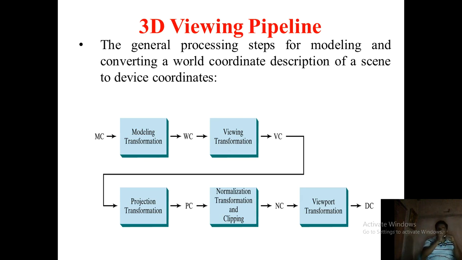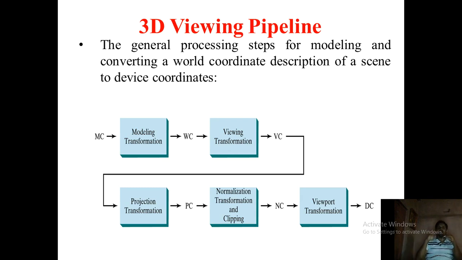Then in this process, we have to set the reference point, then clipping, then projection, right? Then convert 3D to 2D, then display it on the device. This process has to be done in the 3D viewing pipeline, but it is done in stages, right? That is the 3D viewing pipeline.